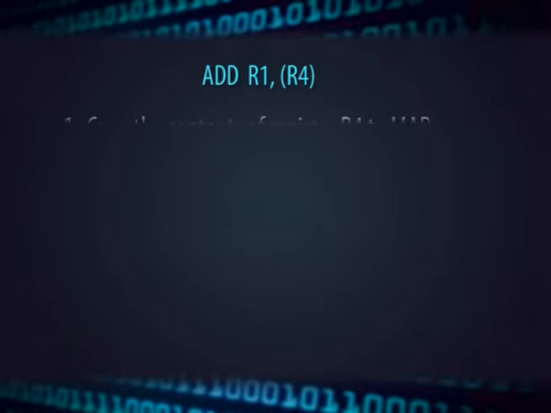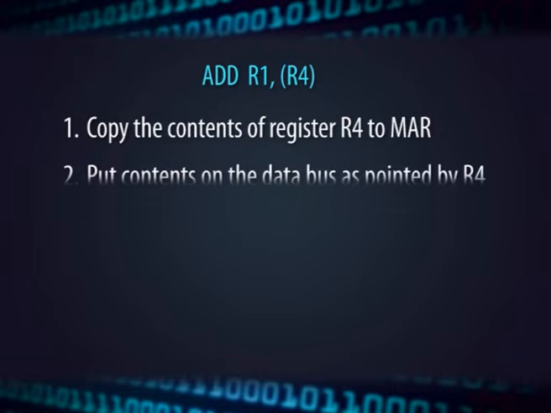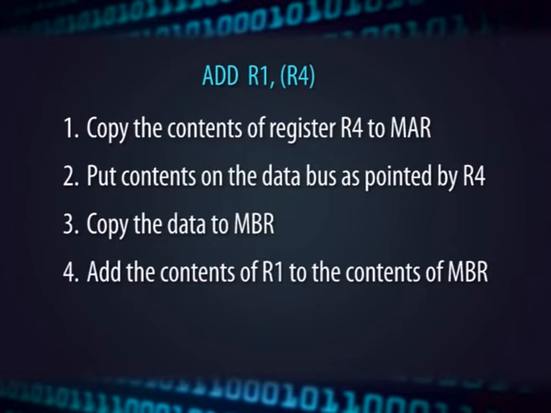The instruction implies that add the contents of register R1 to the contents of the memory location pointed to by the register R4. The first step is to copy the contents of the register R4 to MAR. The second step is for the memory to put the contents on the data bus as pointed to by R4. The third step is to copy the data to the memory buffer register, and the fourth step is to add the contents of R1 to the contents of MBR.